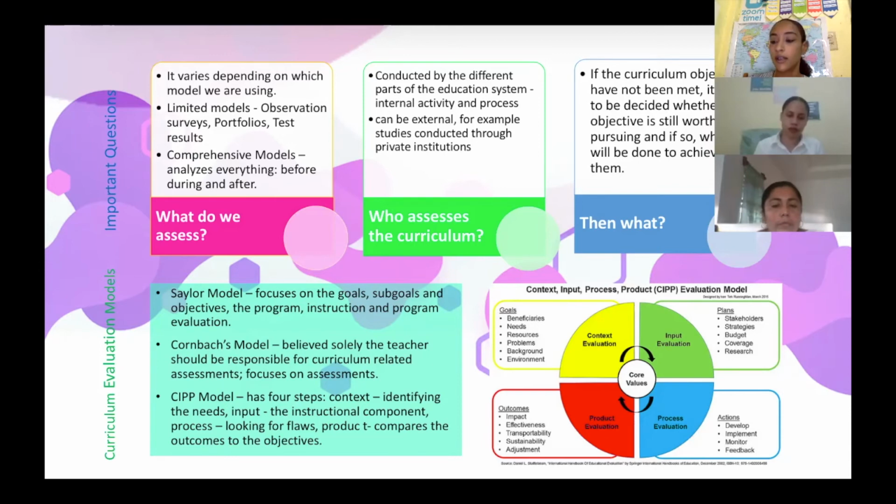The first, C, stands for context, the goals, what should we do? The second is the input. It is the plan. How should we do it? The third letter, P, stands for process. These are the actions. Are we doing what we have planned to do? And the last P stands for product. These are the outcomes. Is what we are doing actually working?